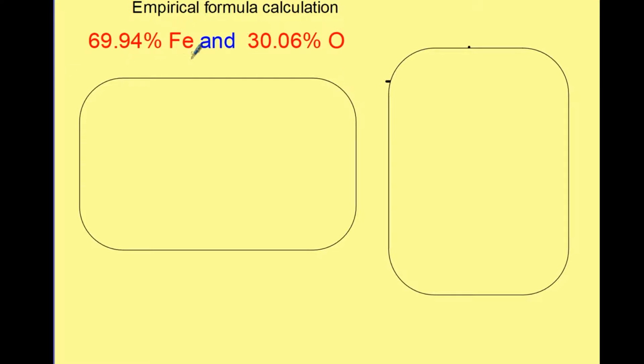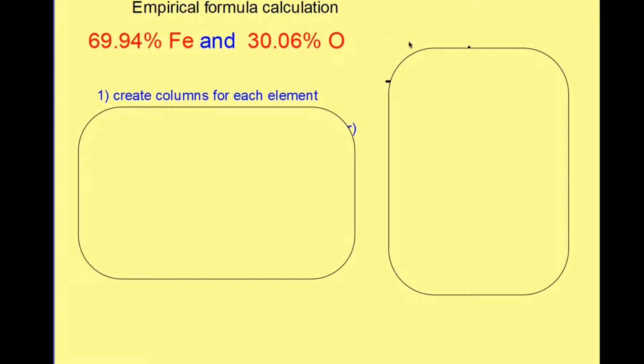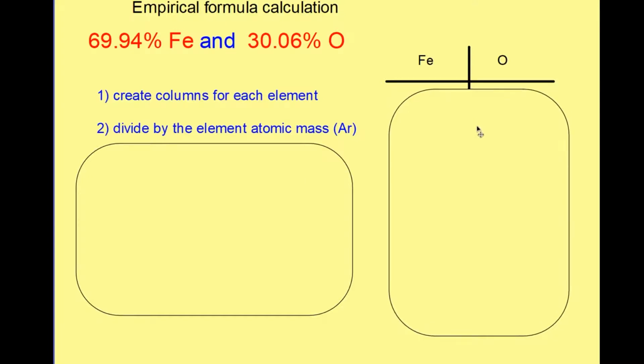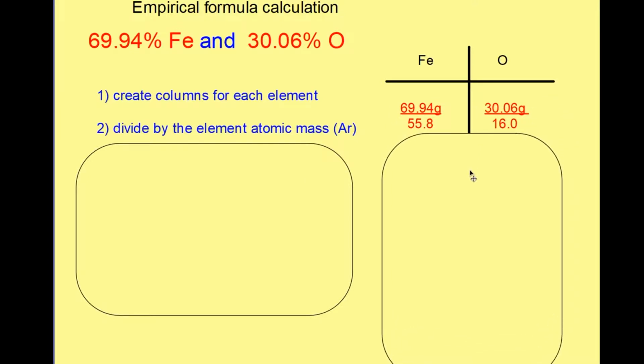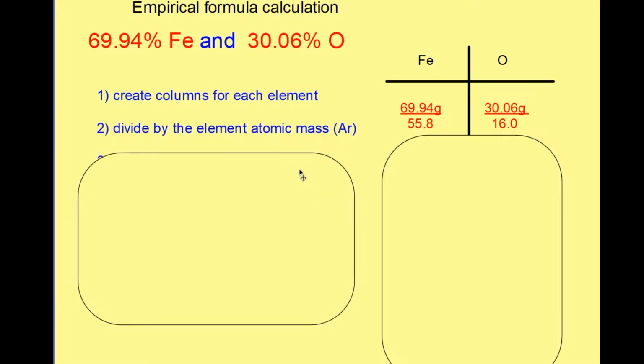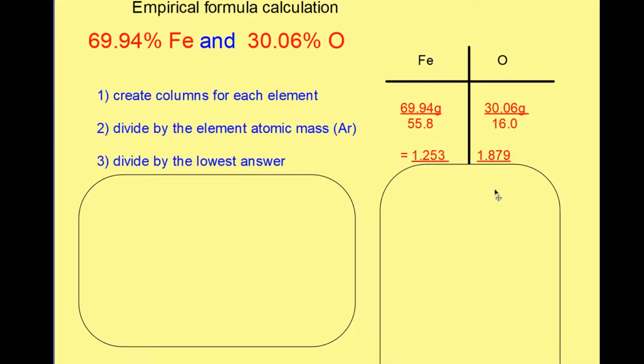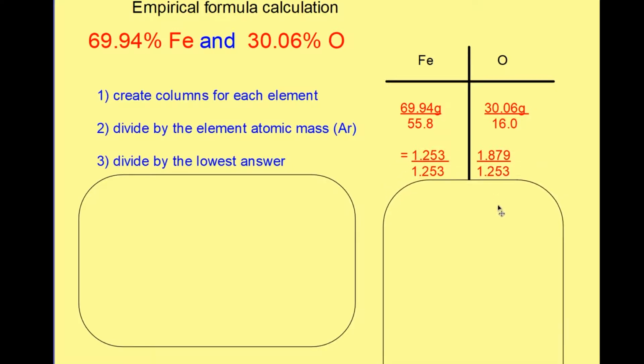Okay, so this one has got Fe and O. These are percentages here, but it doesn't matter. You treat it all in exactly the same way. If you want to, you can always pause the video here, have a go at this yourself and then check your answer. So the first stage is to create columns for each of your elements. Divide the mass by the relative atomic mass, taken from the data sheet for each element. Then divide by the lowest answer. Of those 2, 1.253 is the lowest answer, so this one should come out as 1.